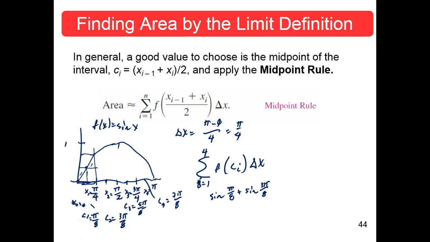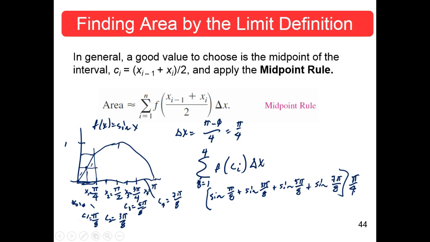Well, I'm exaggerating badly. Okay, so this summation would be sine of pi eighths, sine of 3 pi eighths plus sine of 5 pi eighths plus sine of 7 pi eighths. There's our four sums, and all that's multiplied by your delta x, which is pi fourths.